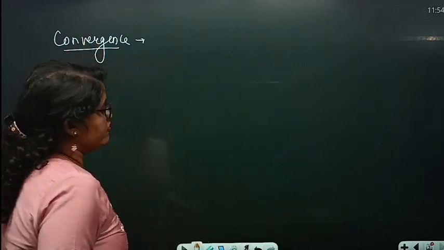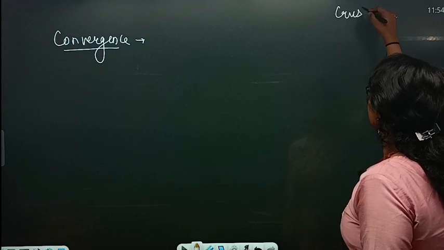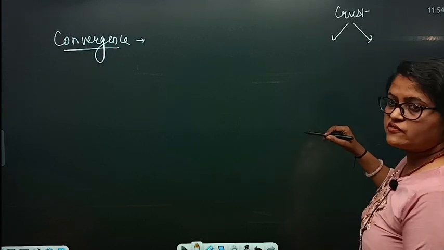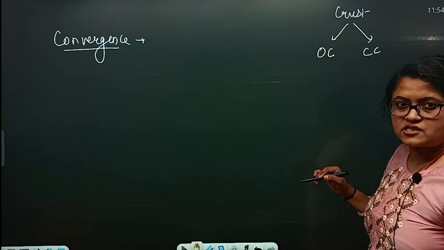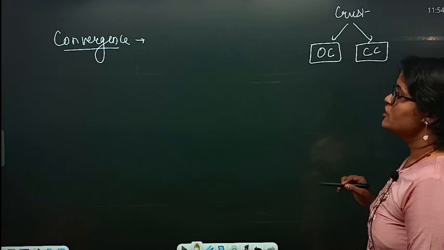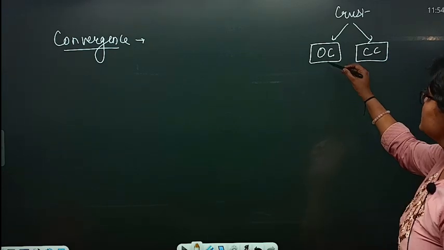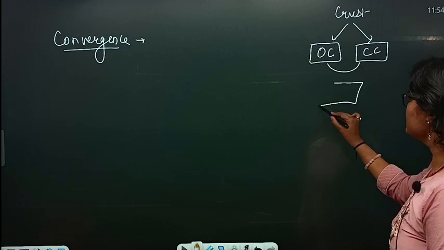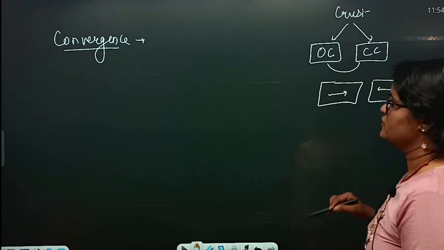Now, before this convergence, let us quickly revise. We know that Earth's crust is classified into two types, that is oceanic crust and continental crust. So whatever is going to happen is going to happen between these two. Thus there are three possibilities of convergence, where the plates are moving towards each other.